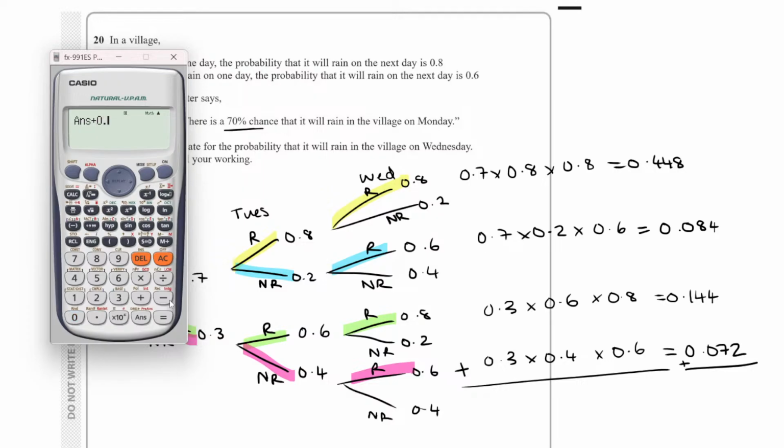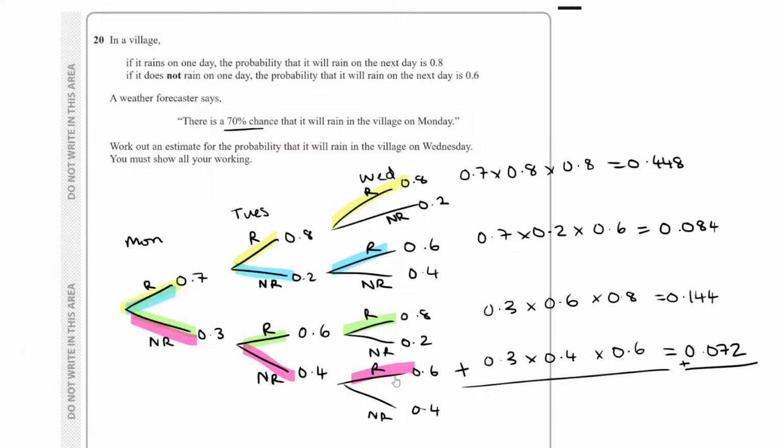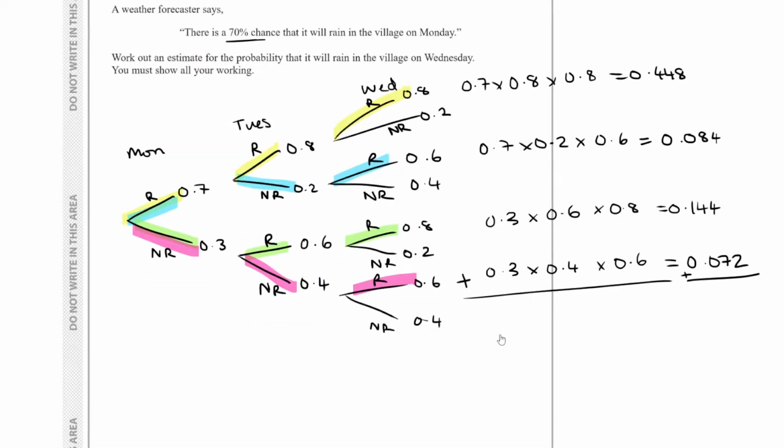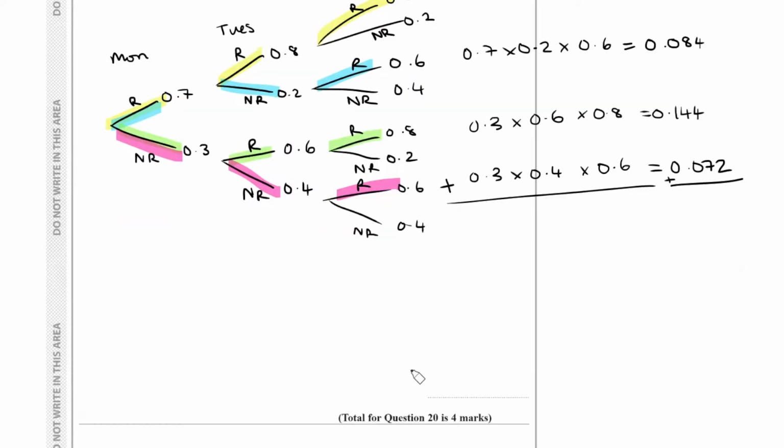So I'm just going to use my answer there for that one, plus 0.144, plus 0.084, plus the last one, 0.448. Obviously you should have something less than 1, so 0.748, that seems fair, doesn't it? It's not anything bigger than 1, so yes, that's how I would leave my answer.